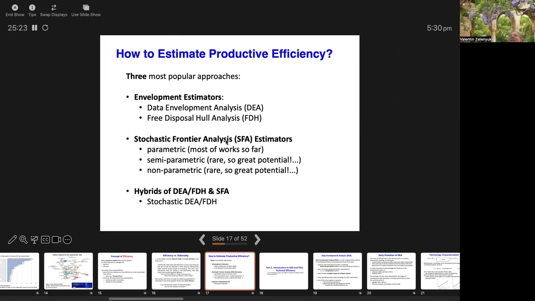Okay. Now, again, in these three lectures, we'll just focus on the first one, the envelopment estimators, but you are encouraged to take a book, the one that I pointed out, or any other book, or even articles, and try to learn other approaches. And you're always welcome to ask questions if you have. And I'll try.